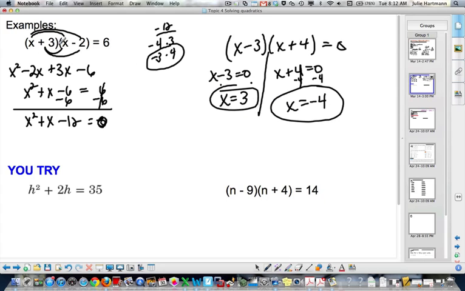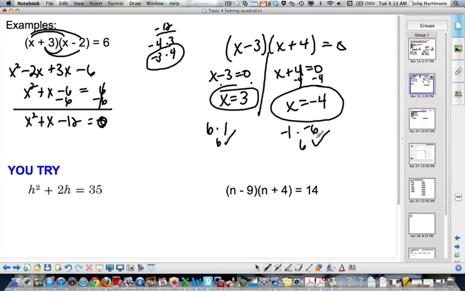And plug them in. 3 plus 3 is 6, and 3 minus 2 is 1. 6 times 1 is 6, so that checks. Negative 4 plus 3 is negative 1. Negative 4 minus 2 is negative 6. Negative 1 times negative 6 is 6, so that checks.